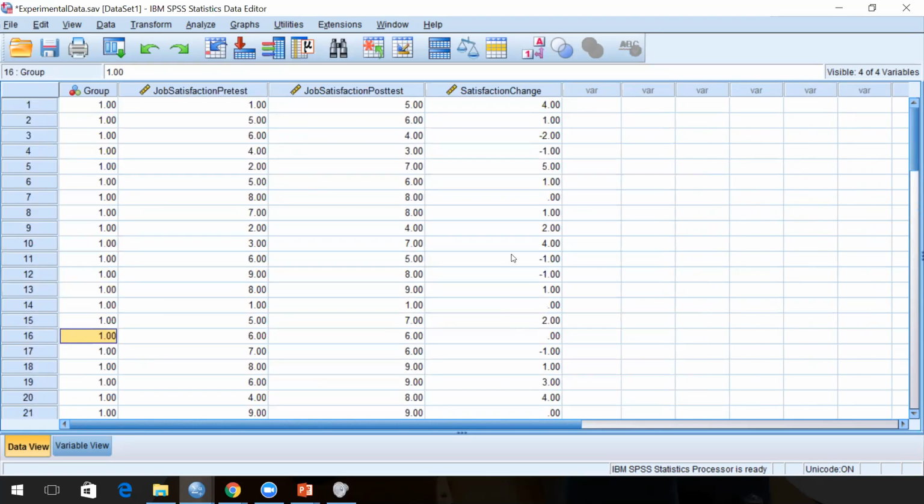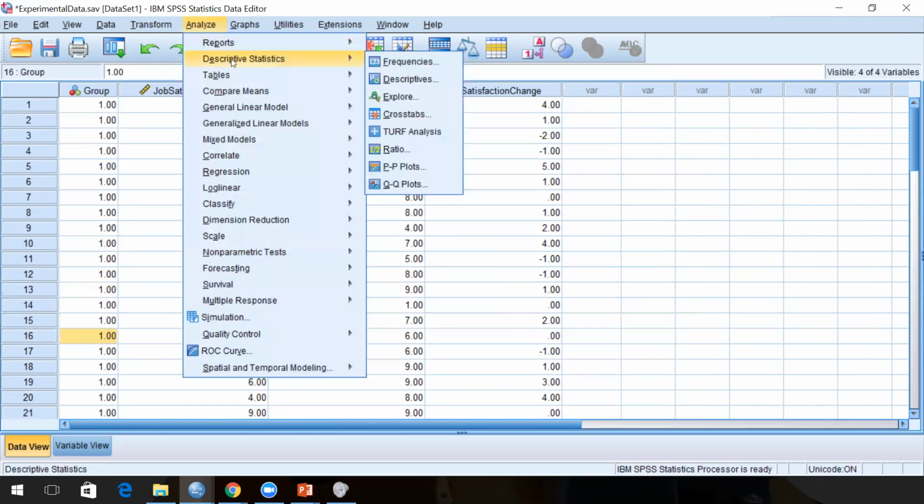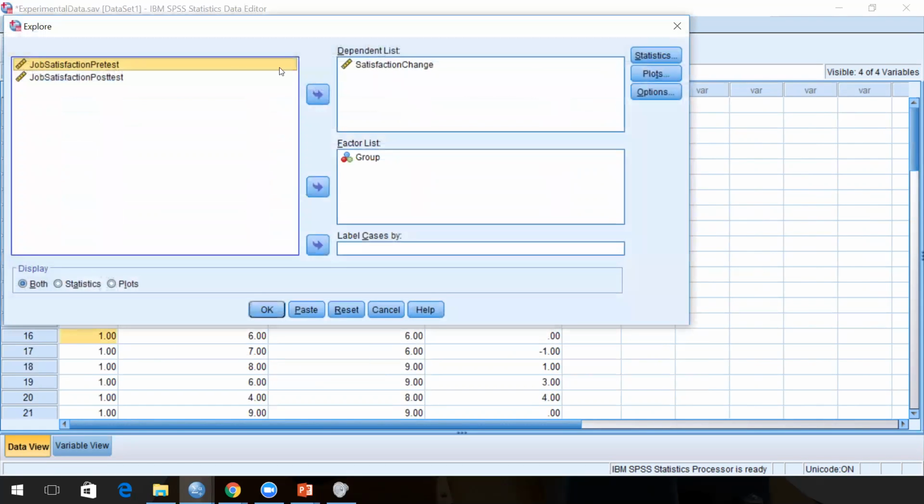The first thing you might look at is not worrying about making an inference, just looking at the descriptives. Do we see more of a change in the treatment group versus the control group? That would be kind of interesting. To do that, you can go to Analyze, Descriptive Statistics, and Explore. I already did it, so I'll redo it. You put the group under factor and satisfaction change as the dependent. Basically, we're using group membership, whether in the treatment group or the control group, to predict the change in satisfaction.